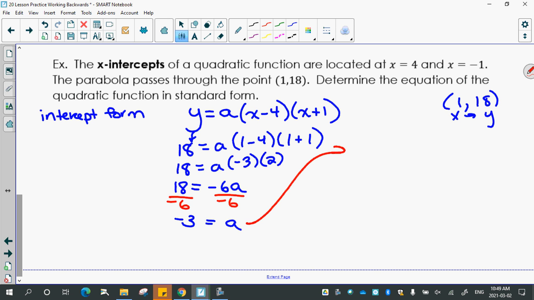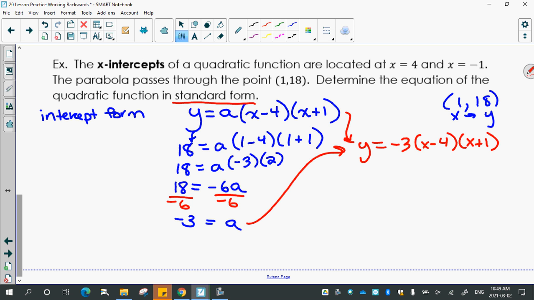So if I come up here, I can now fill in the intercept form because I now know the A is negative 3. But it doesn't ask me for intercept form, it asks me for standard form. So how do I take it from intercept form and put it into standard form?